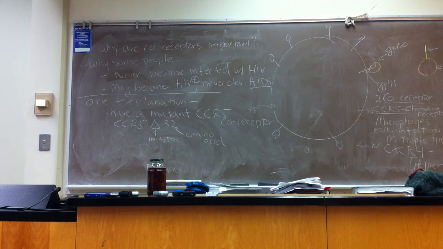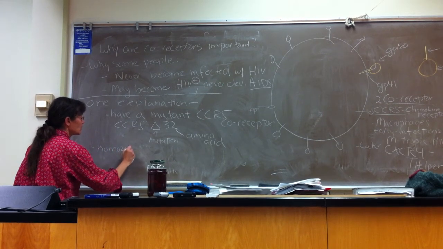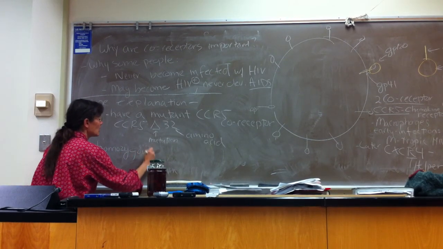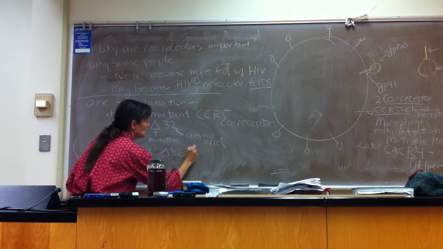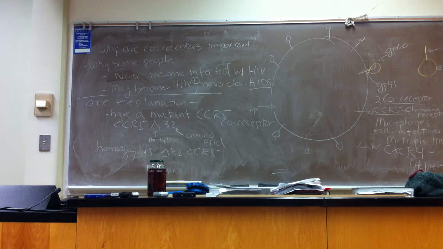And here's the wild thing, you guys. Folks that are homozygous, meaning they carry two copies of CCR5 delta 32, they got one copy from dad, one copy from mom. Those are the folks that aren't infected by HIV, even after repeated exposure. And so what this tells us is HIV requires the normal wild type CCR5 before it can infect our macrophages. And remember, that's at the start of infection, right?